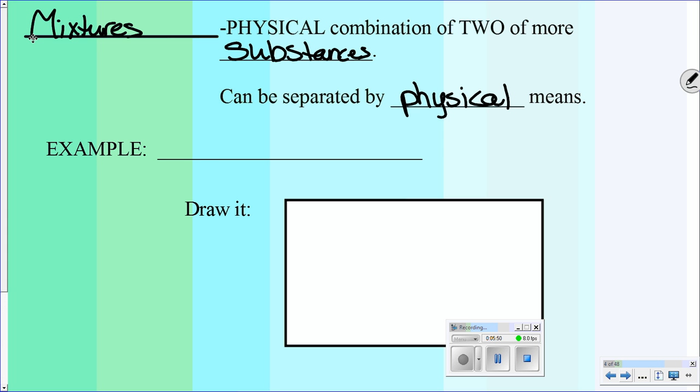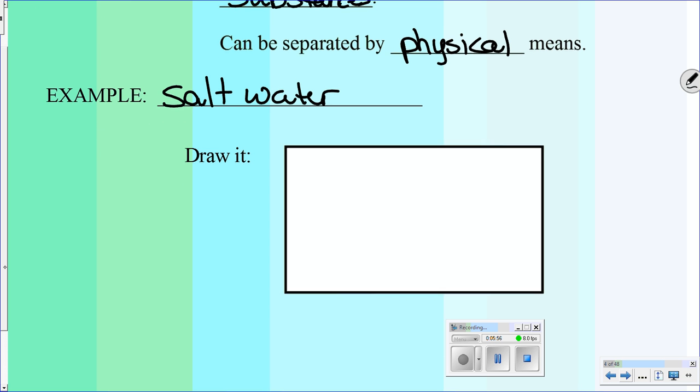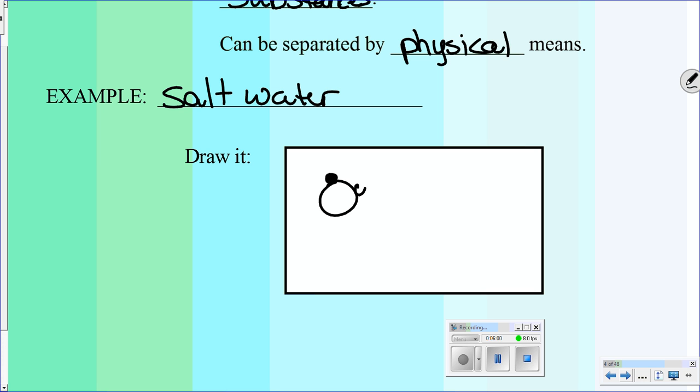And a great example to talk about is salt water. I like this example because I think water is something you're very familiar with already, and most of you have had some experience with salt water, whether you dissolve salt in water or gone to the beach. So water molecules look like this.